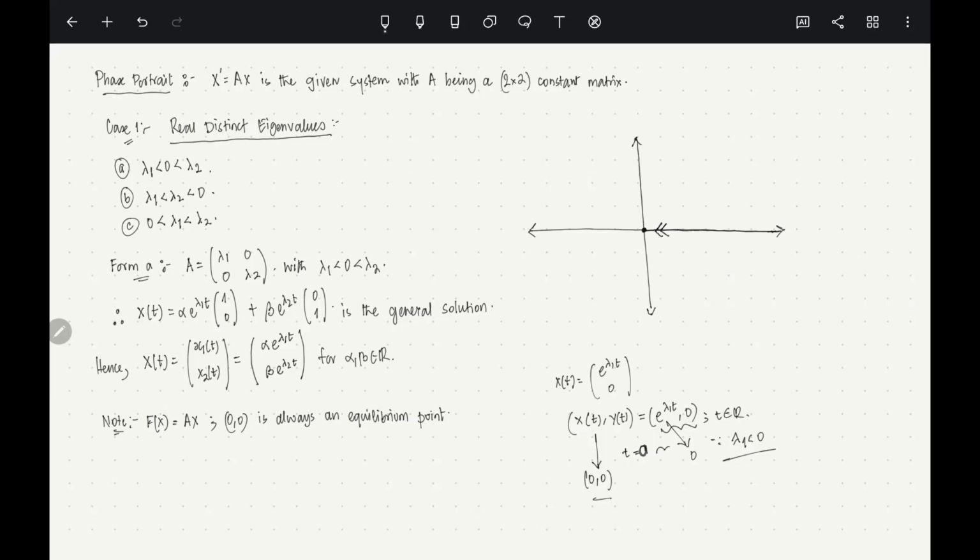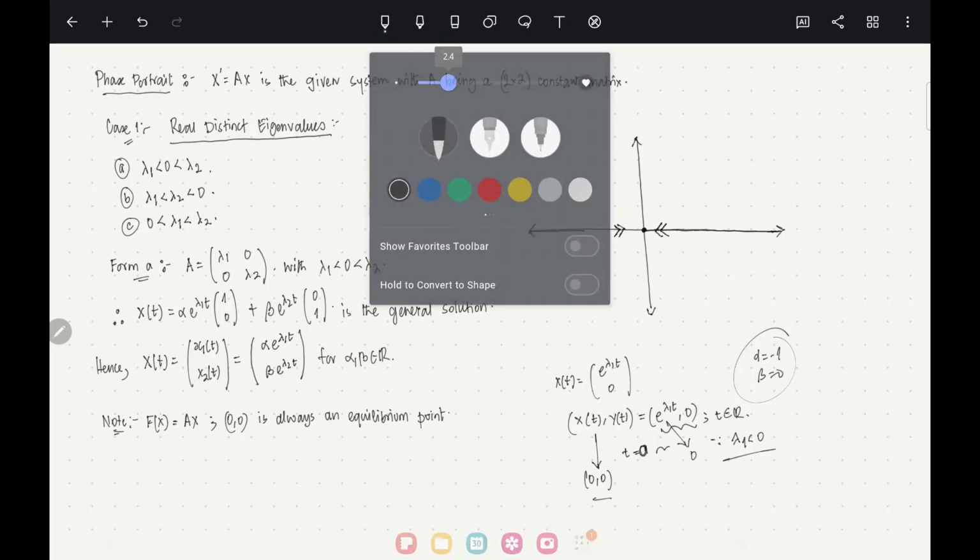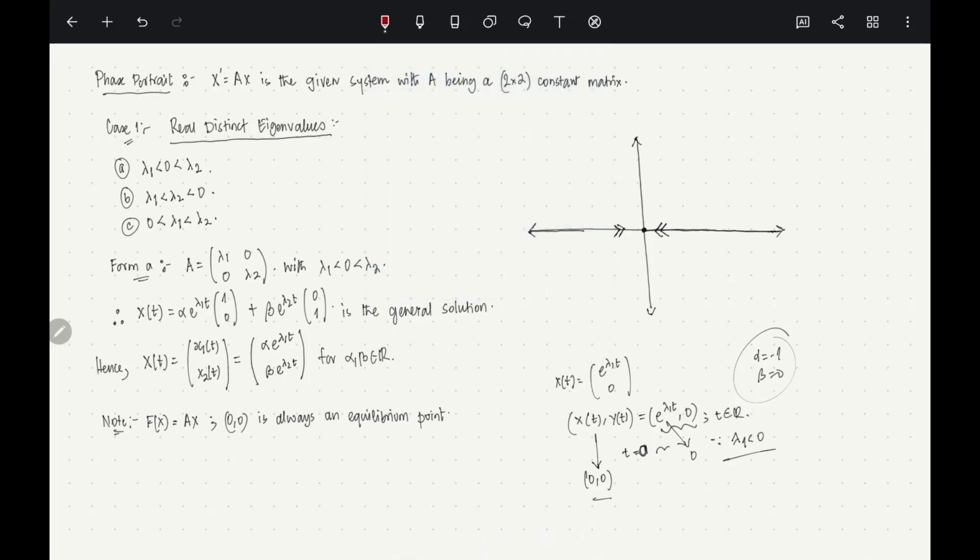Similarly, if alpha equals minus 1 and beta equals 0, you have a similar sort of thing, but in the other direction. So this is another trajectory. Let us draw it like this, maybe with a different pen. I hope you understand what's going on. All of these are going towards 0, 0. It cannot cross 0, 0. Please understand this. This is one trajectory, one solution curve. The other solution curve is this.